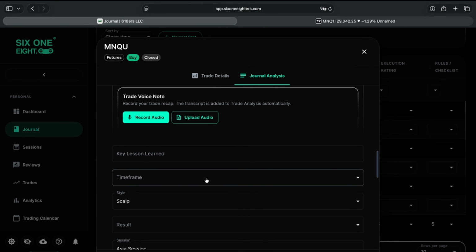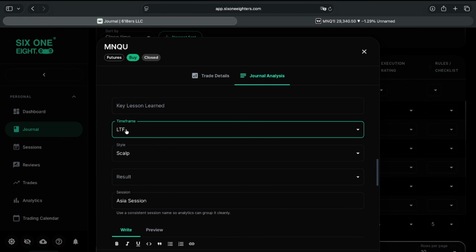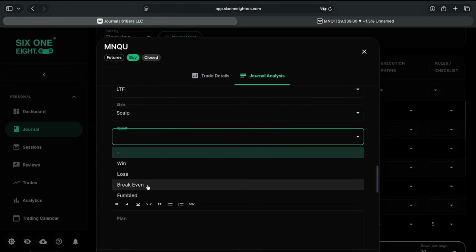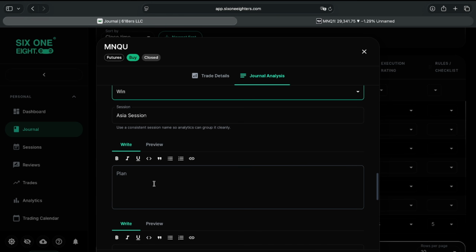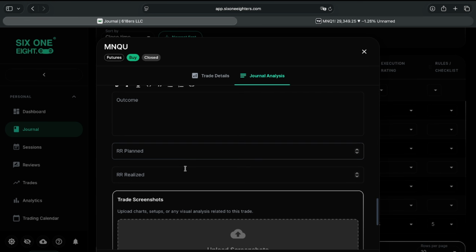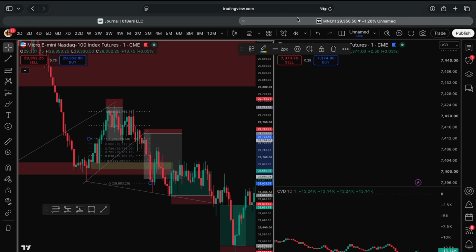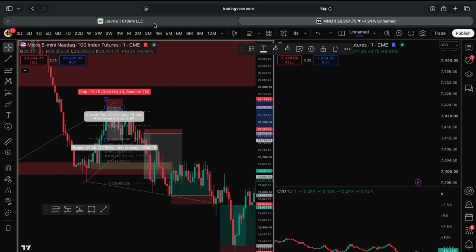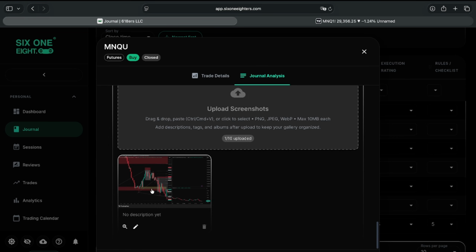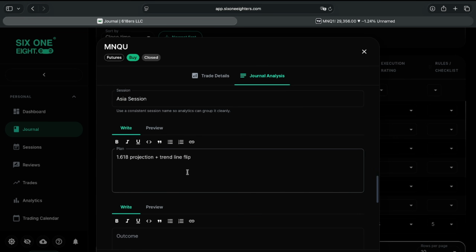Then key lessons learned. It was basically a low time frame, but aligned with a higher or middle time frame. It was a scalp, and the result was a win. It was the Asia session, 1.68 projection plus trend line flip. Then how much RR did I realize? I think this move was 3.8 and 3.84. So we got here a screenshot, so later on we can find this.